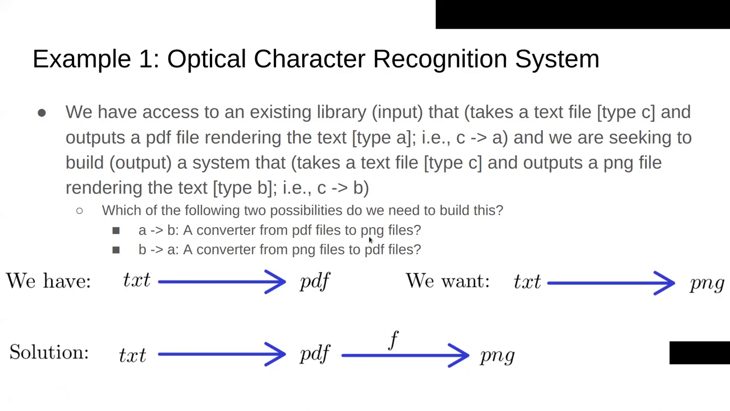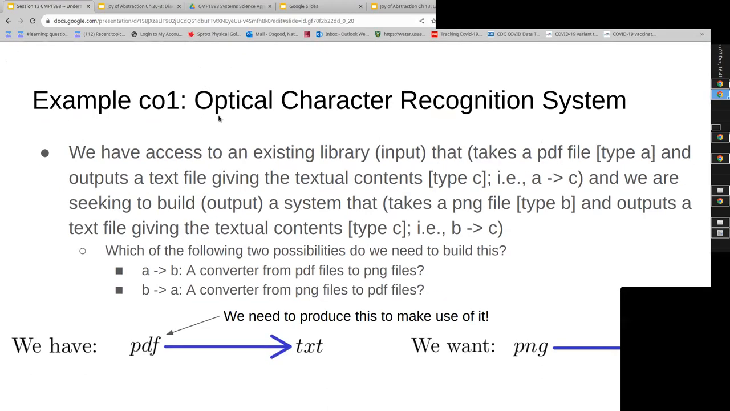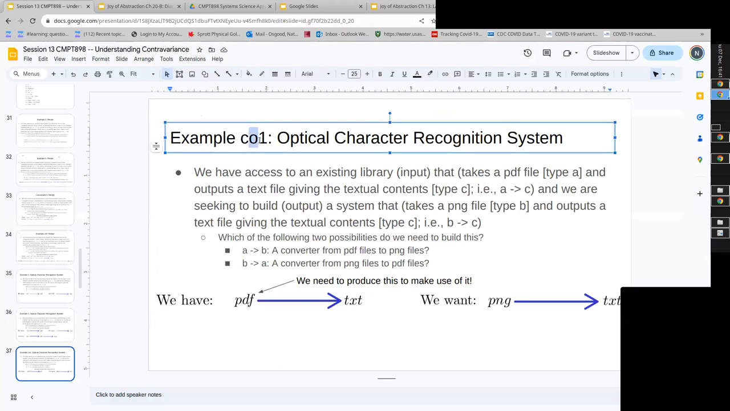Familiar. We're dealing with the output. It's covariant. We need something that goes from A to B. We want to turn a C to A into a C to B. We just need something that goes from A to B. The co-example, really it should be called co-example, not example co. I'm going to call it co-example. There we go. The co-example.